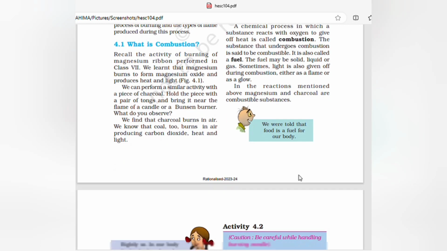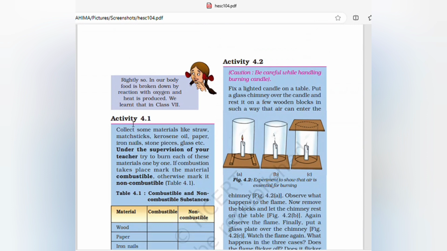Food is a fuel for our body. Rightly so. In our body, food is broken down by reaction with oxygen. Heat is produced.